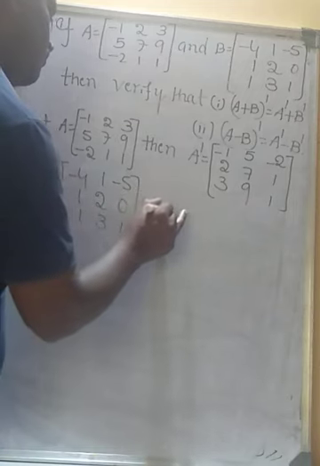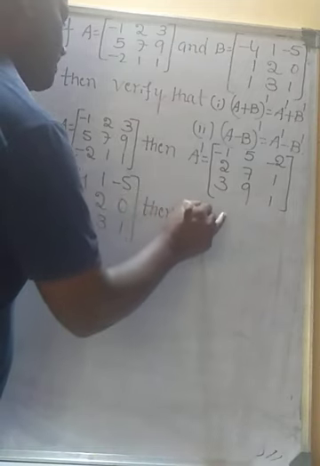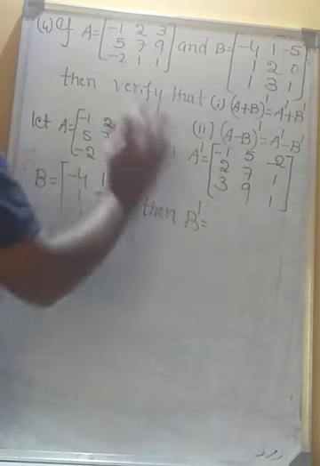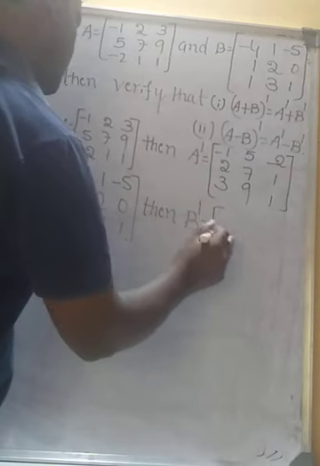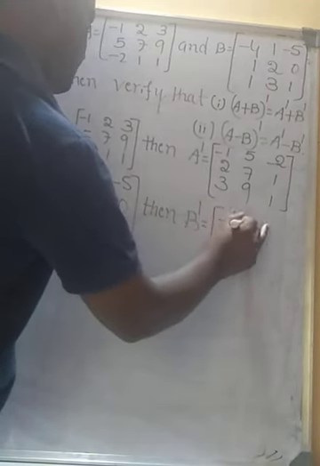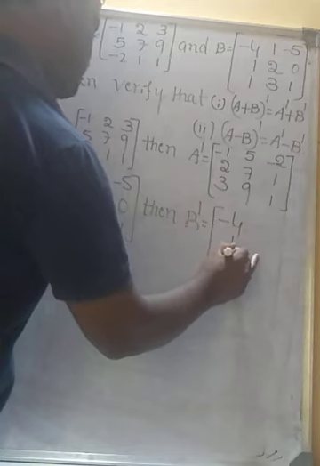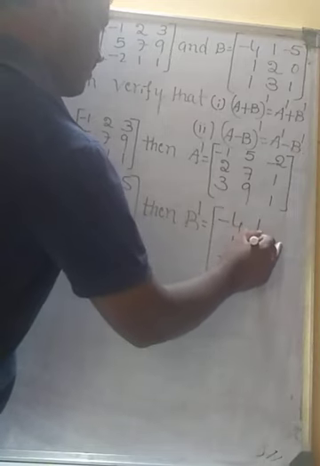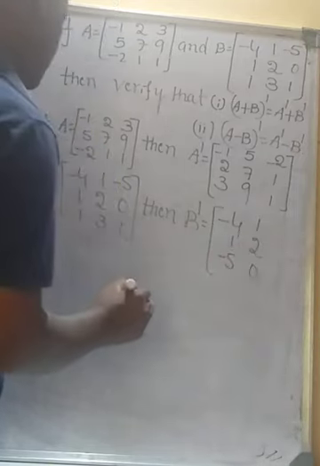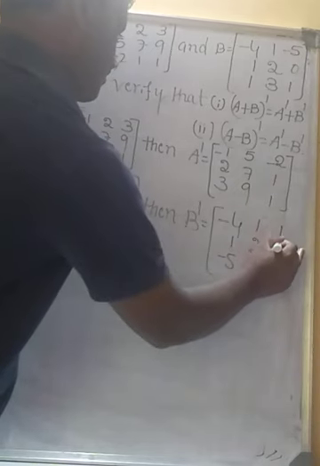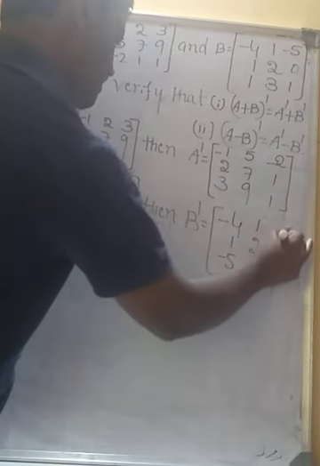Then B dash, the transpose of matrix B. Write the first row elements in the first column, -4, 1, -5. Second row elements written in the second column, 1, 2, 0. Third row elements written in the third column, 1, 3, 1.